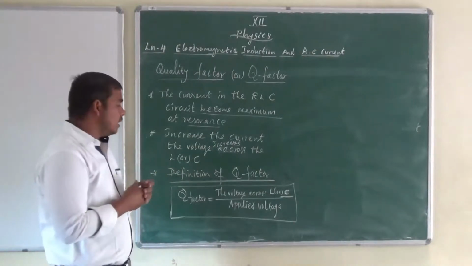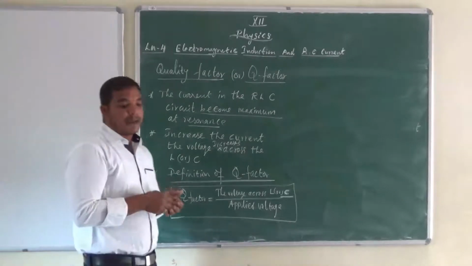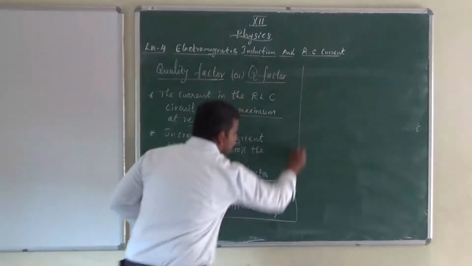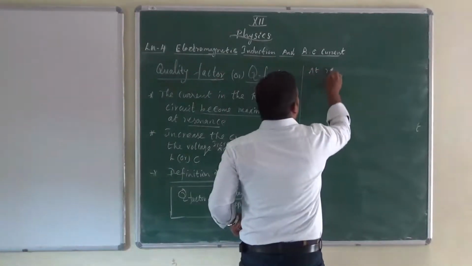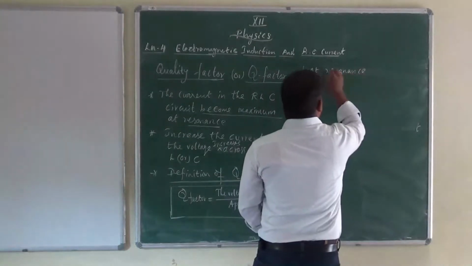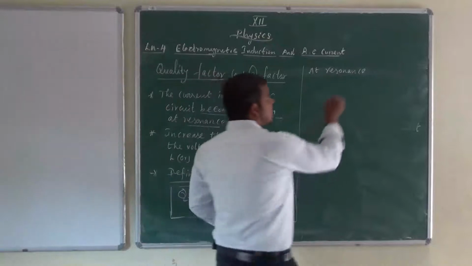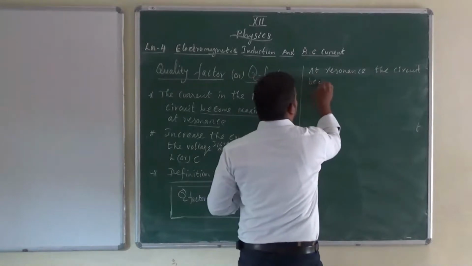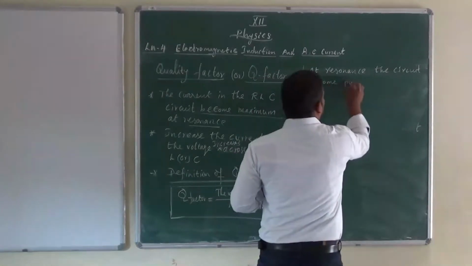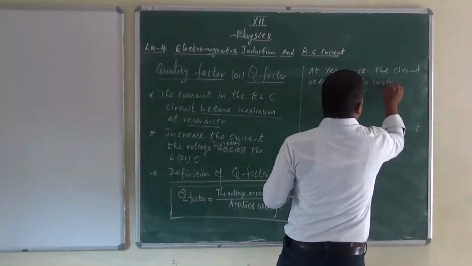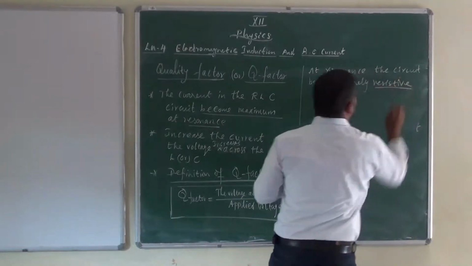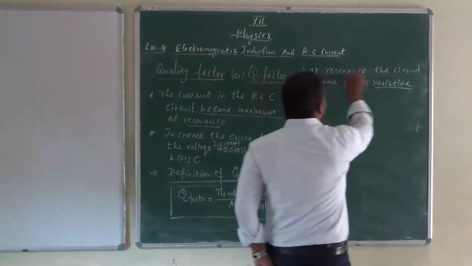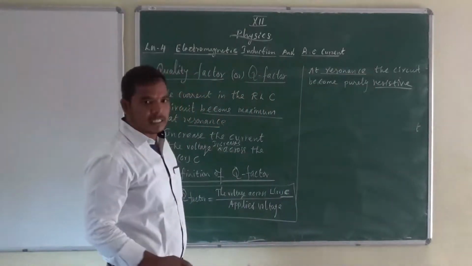Quality factor is defined as the voltage across L or C to the applied voltage at resonance. What is the condition? At resonance, the circuit becomes purely resistive. Important, one more question: at resonance the circuit becomes purely resistive.